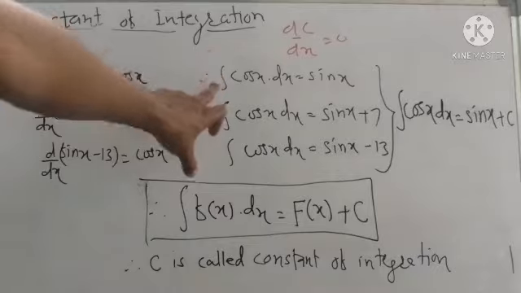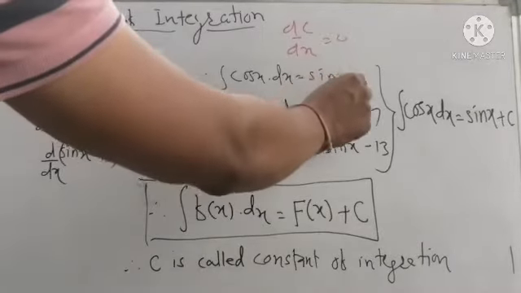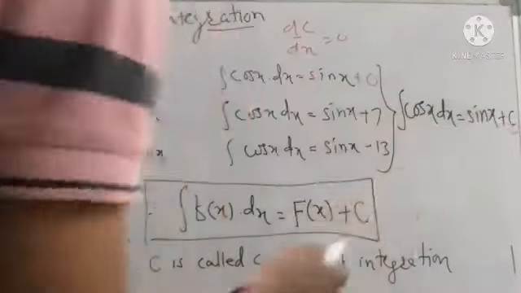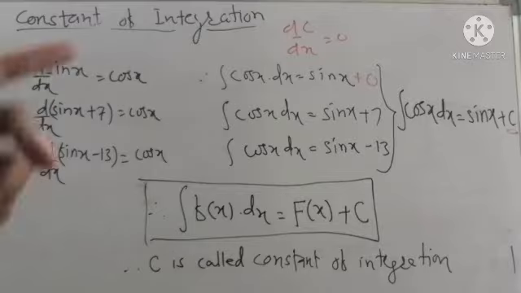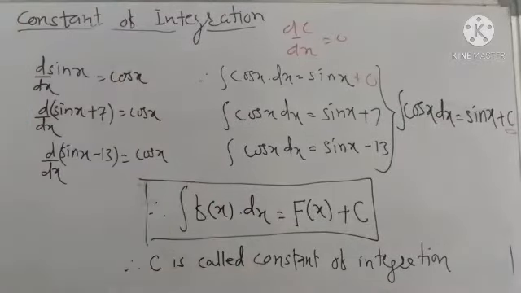Now, the integration of cos x changes, and what changes here is a constant. In the first case, the constant is 0. In the second case, it is 7. In the last case, it is minus 13. So the integration of cos x dx is equal to sin x plus c, where c is an arbitrary constant. It has an infinite number of values. In the first case, it is 0. In the second case, it is 7. In the third case, it is minus 13. And this c is called the constant of integration.